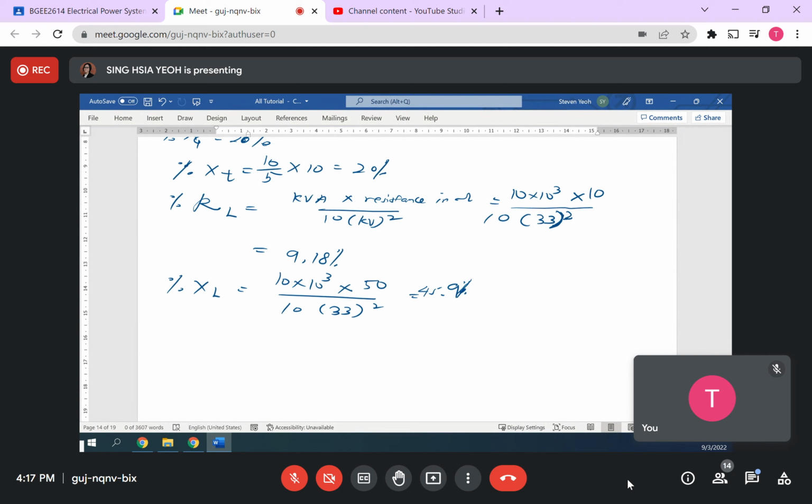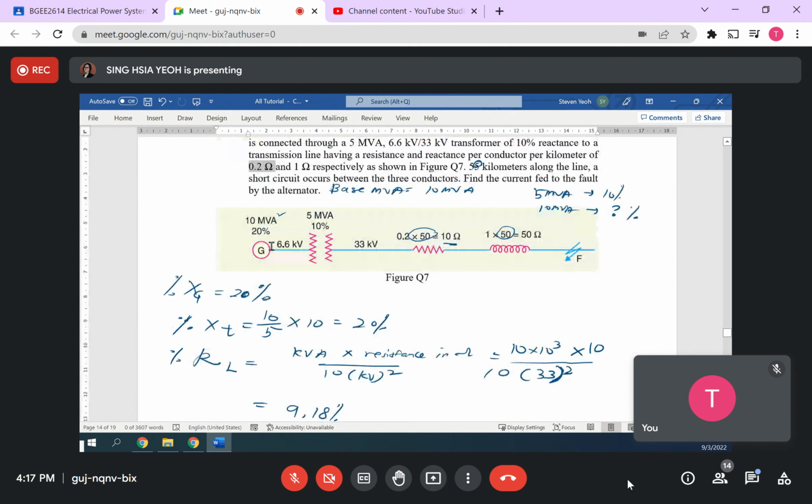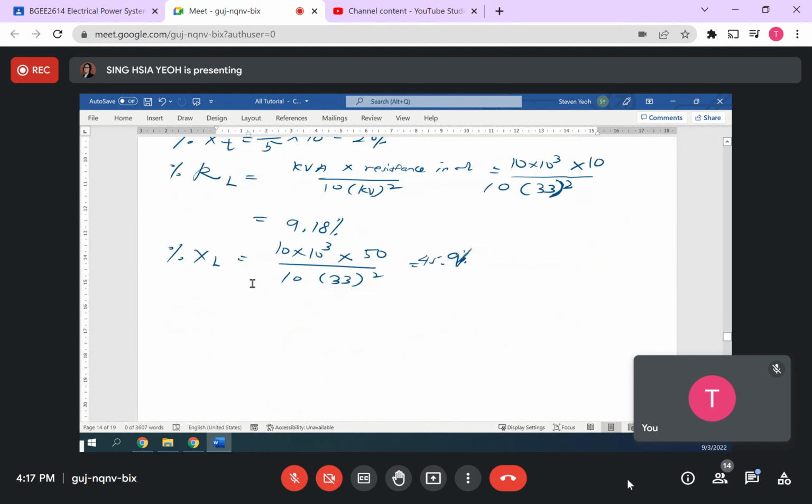Are you okay? So next, because you have faults here, you need to add all together, but you cannot add this resistance together. So you need to have percent X total and percent R total. For R you only have one thing, so it's 1.18%.